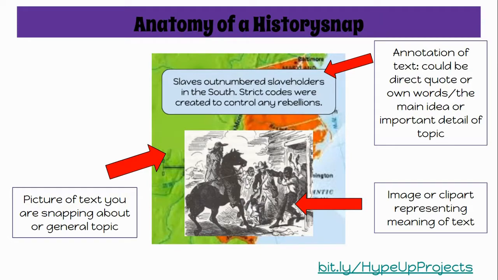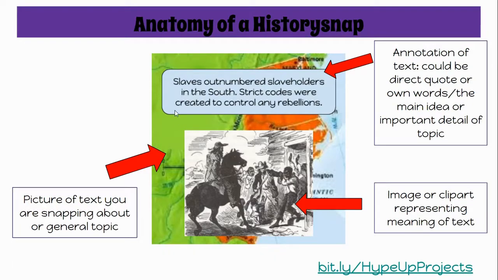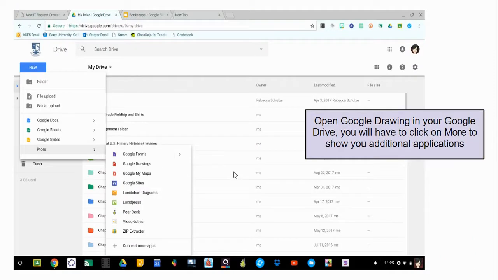Since one of them would have been about population, it would talk about what the population was like, or what slavery was like. So this is one of the southern colonies. This is going to be slavery: outnumbered slaveholders in the South, right? And so this is part of the view of what slavery was like in the southern colonies. And then you have an image that represents the meaning of the text. That in itself creates what the history snap is.